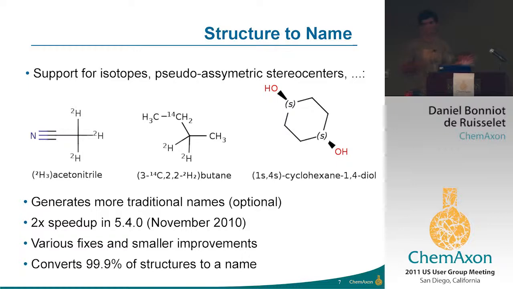Basically, if you take a typical data set, you can convert at least 99.9% of your structures into some name. Sometimes the name could be improved because there are many ways to generate names, but it means that you can generate names for pretty much everything, especially in organic chemistry.